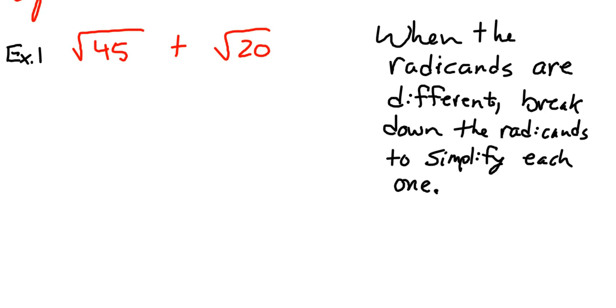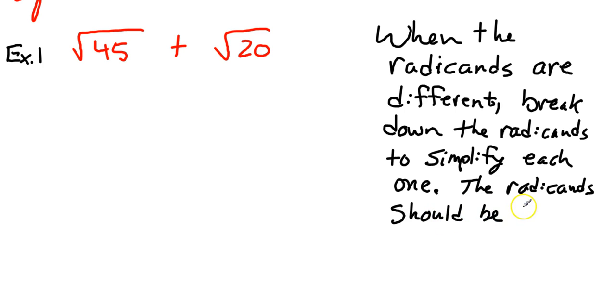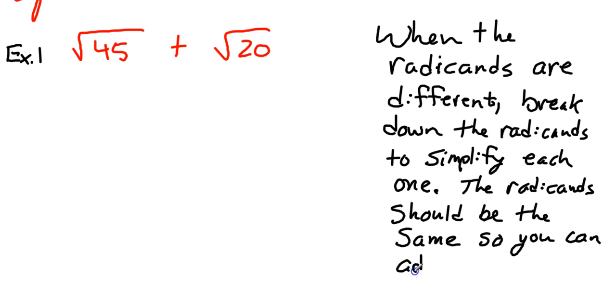So when the radicands are different, break down the radicands to simplify each one. The radicands should be the same. So that then you can either add or subtract depending on whatever the signs are.